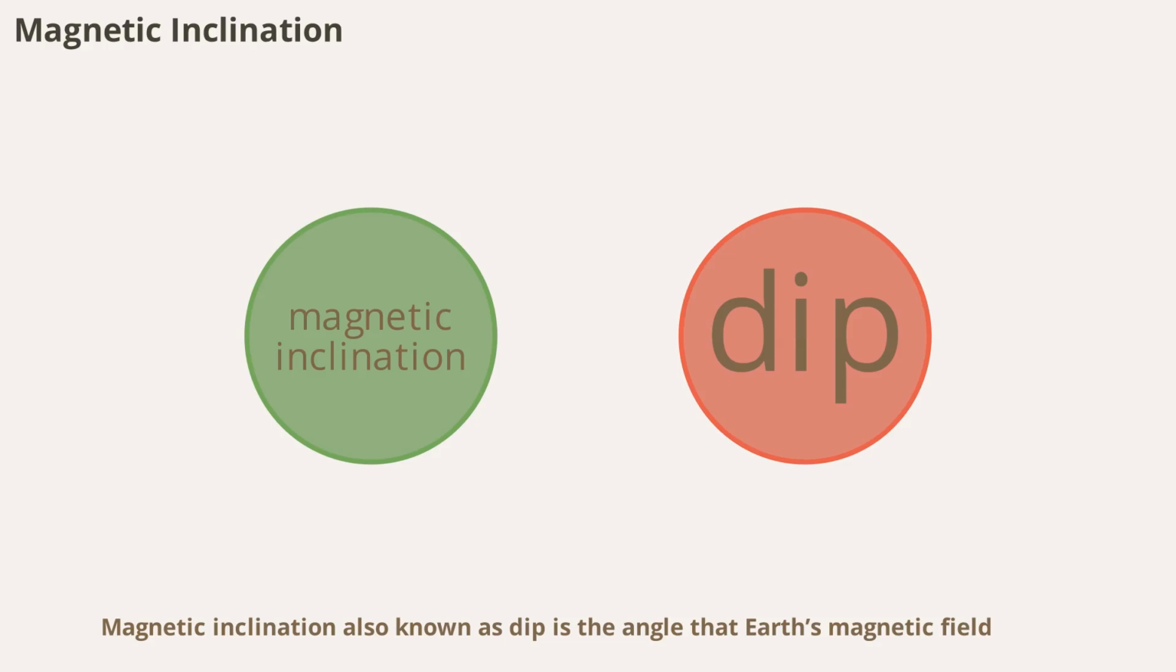Magnetic inclination, also known as dip, is the angle that Earth's magnetic field makes with the horizontal at any location. At the magnetic equator, the inclination is 0, while at the poles, it is 90 degrees. This property is important for understanding how compasses behave in different parts of the world and for interpreting geological records of Earth's magnetic history. Inclination affects navigation and helps scientists study the movement of tectonic plates.